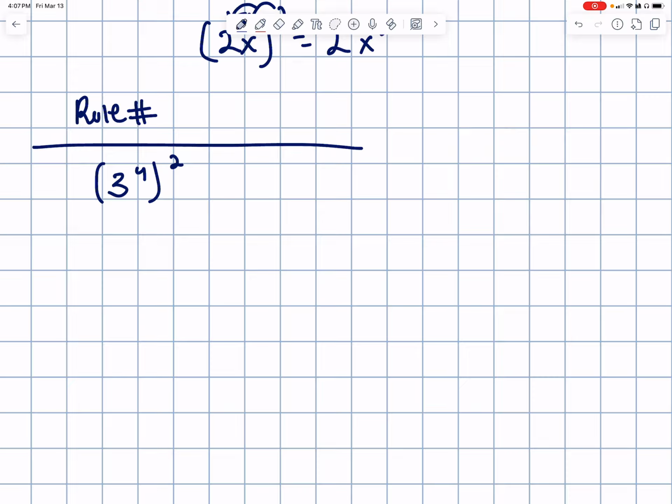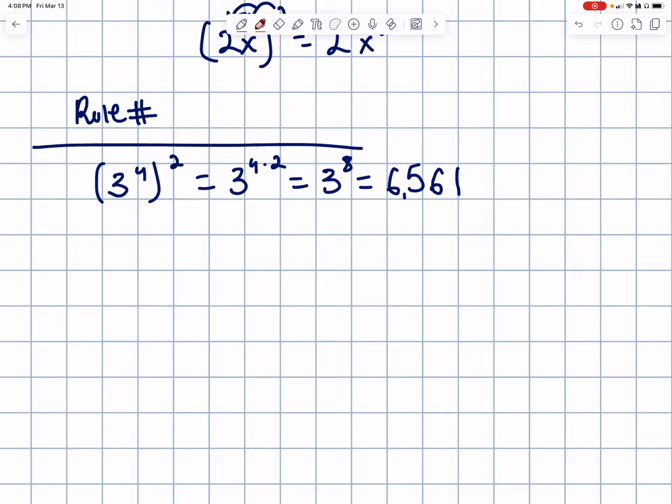So we know that it's essentially going to mean 3 to the 4th times the 2. And then 4 times 2 is 8. So it'd be 3 to the 8th. And 3 times 3 times 3 times 3 times 3 times 3 times 3 times 3 is 6,561. Okay.